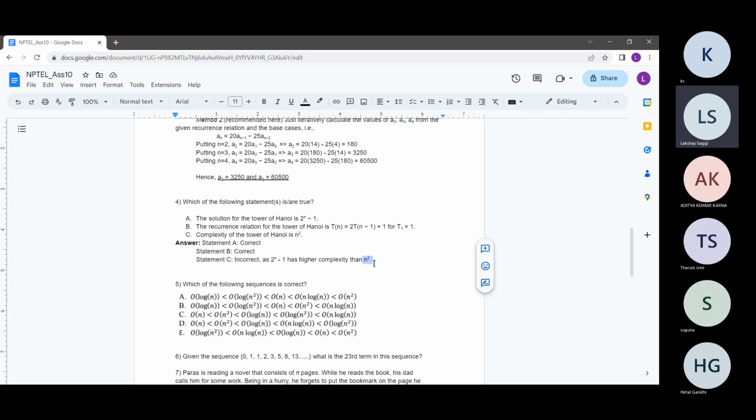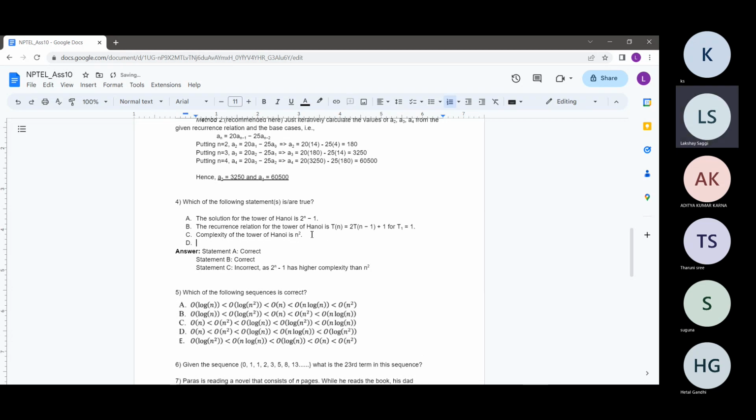is infinity, right? And this was what we said: if fn by gn tends to infinity, like 2 to the power n minus 1 by n square tends to infinity at limit n tends to infinity, then we say that fn, which was 2 raised to power n minus 1, has higher complexity than n square. So yeah, I hope you guys get what I'm saying.